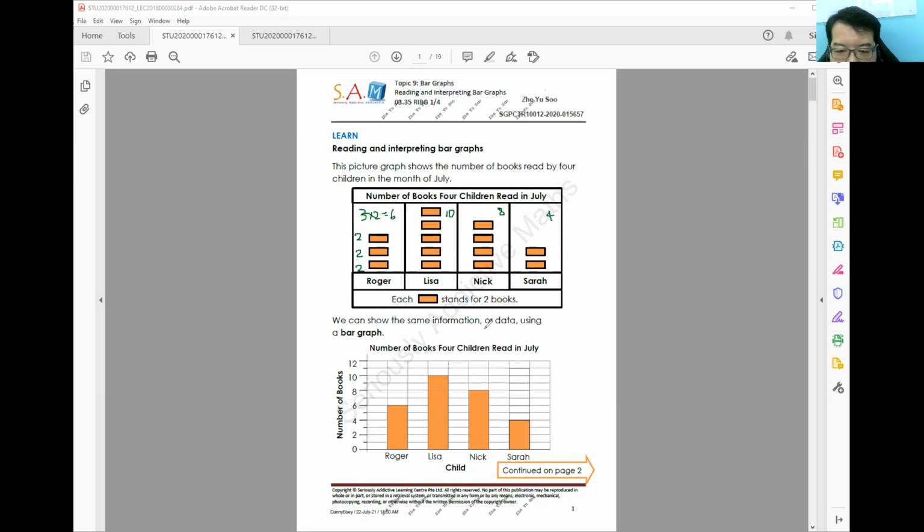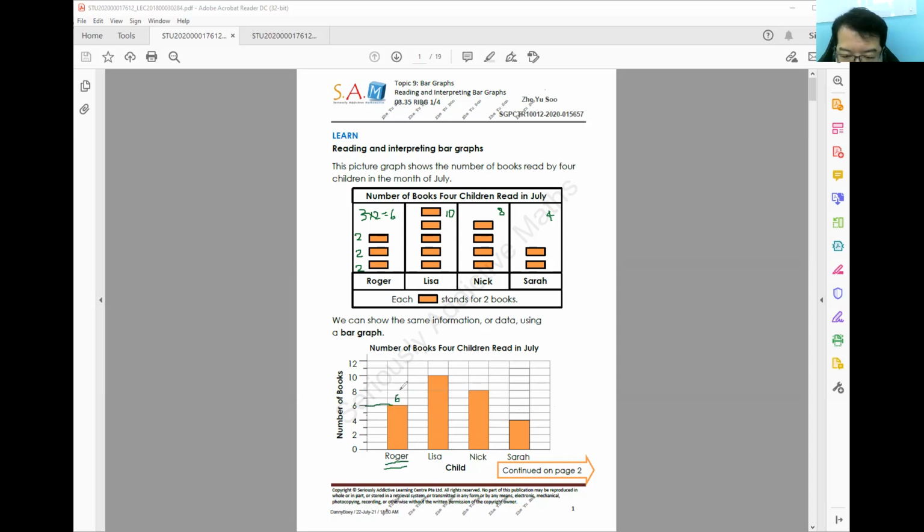Now let's take a look at the same information, or data as we call it, using a bar graph. Right? So this is a bar graph. The bar graph would indicate a few items here, and later I'll explain it. But if you look at what the bar graph represents, it is the same. So let's take a look at Roger here. Roger has 1, 2, 3, 4, 5, 6. Can you see that? So Roger has 6.